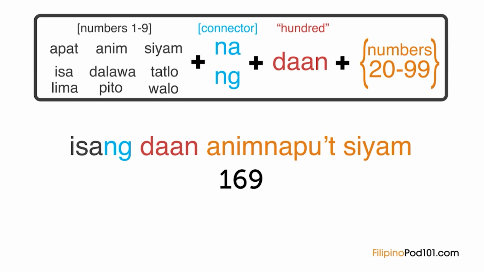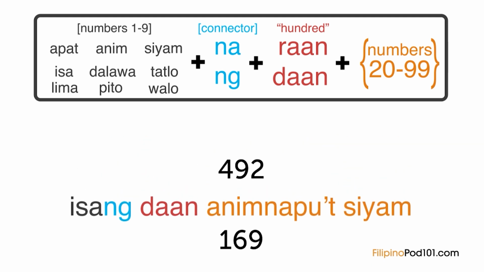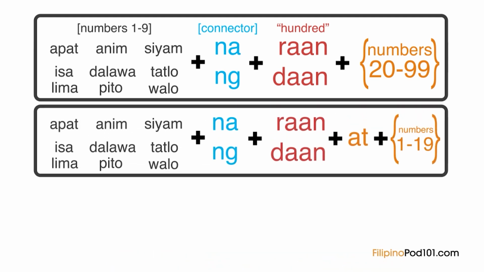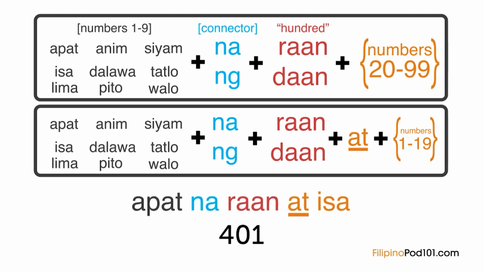One thing to note is that daan becomes raan when the na connector is used. For example, 492: apat na raan siyam na put dalawa. For compound numbers with 1 to 19, you have to add an at after saying the 100. For example, 401 is apat na raan at isa.